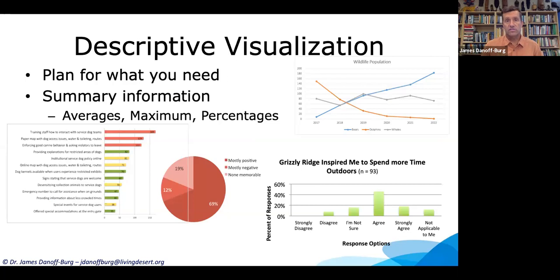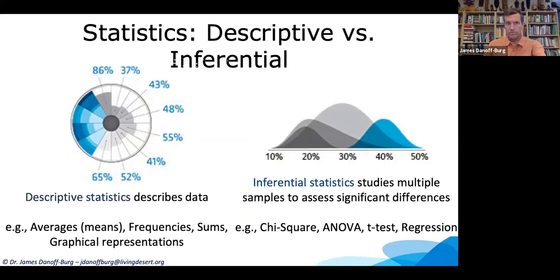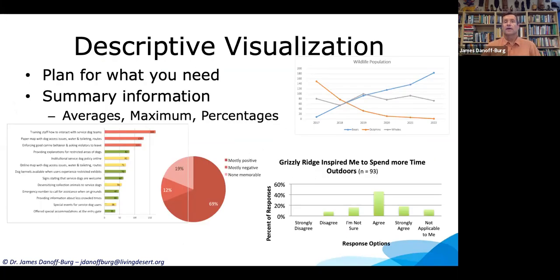there are lots of ways that we can summarize our descriptive statistics. So we're going back to descriptive statistics here. And this is a slide we had last time. We can show it as stacked horizontal bars, as in the image on the screen. We can put it in pie charts. We can put it in line graphs if there's a year after year summary, as in the graph on the screen that talks about population sizes of bears, dolphins, and whales in that area. Similarly, it can be vertical bars, as in the results saying that Grizzly Ridge inspired me to spend more time outdoors. Number of people that agreed to each of those.